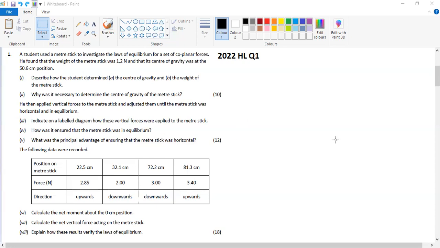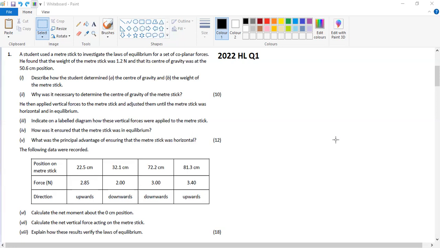So let's have a look at the question. On the 2022 paper, this would have been the first thing in front of you. So just imagine yourself in your exam hall and you open it up and you're having a read of this. Okay, so: a student used a meter stick to investigate the laws of equilibrium for a set of coplanar forces. He found that the weight of the meter stick was 1.2 newtons and that its center of gravity was at the 50.6 centimeter position. Okay.